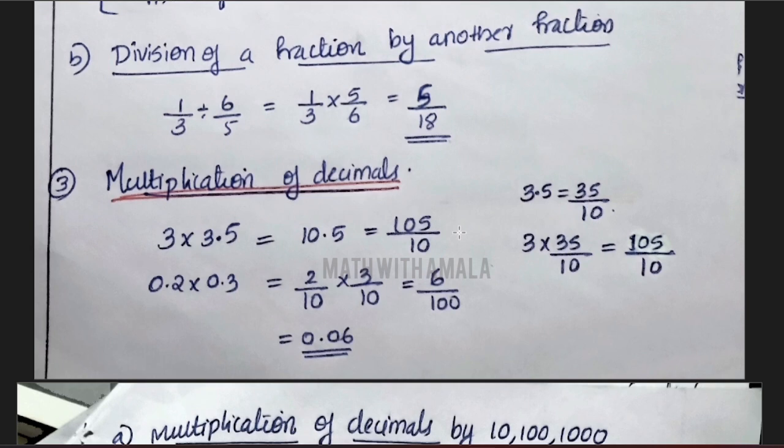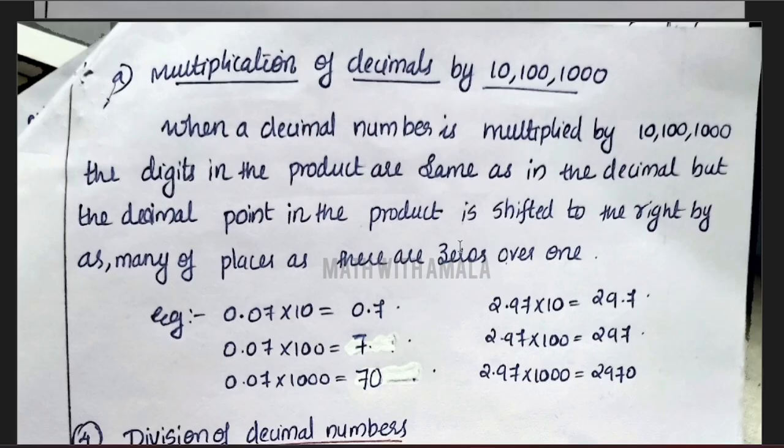multiplication of decimals by 10, 100, 1000. When a decimal number is multiplied by 10, 100 or 1000, the digits in the product are the same as in the decimal, but the decimal point in the product is shifted to the right by as many places as there are zeros over 1. So you have to look at the digits. The digits will be the same as in normal multiplication. If it is 7 and 1, the answer will contain 7 only.